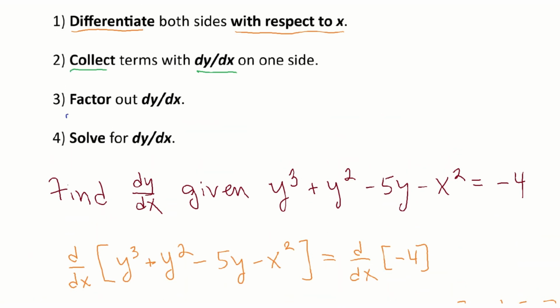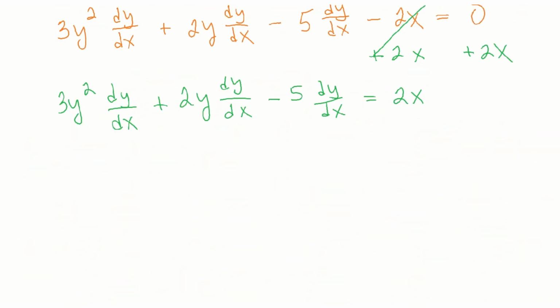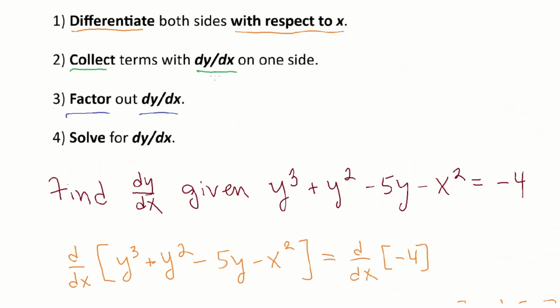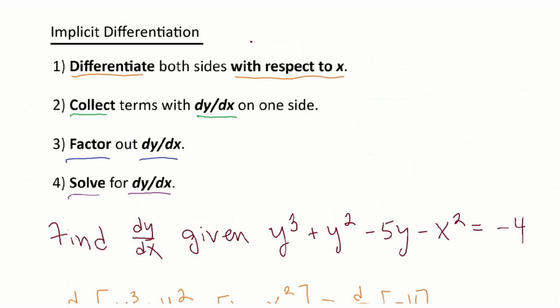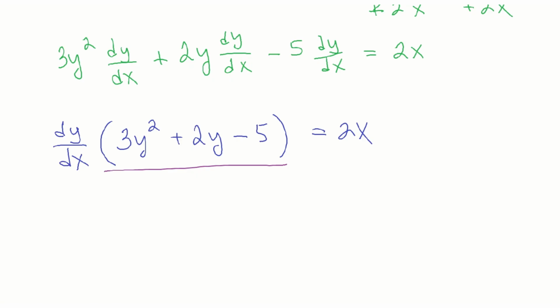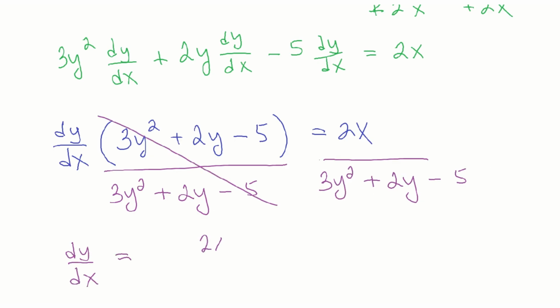Step 3. Factor dy dx out of the left side. All 3 terms on the left have dy dx as a common factor, so we can pull them out just like we're factoring out any other variable. Finally, step 4. How can we solve for dy dx? We can divide both sides by that stuff. And that's the derivative of our implicit equation.